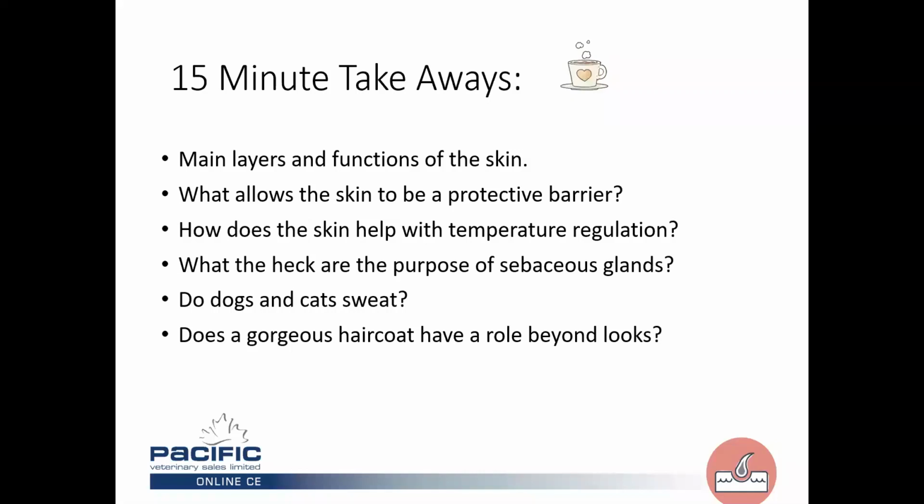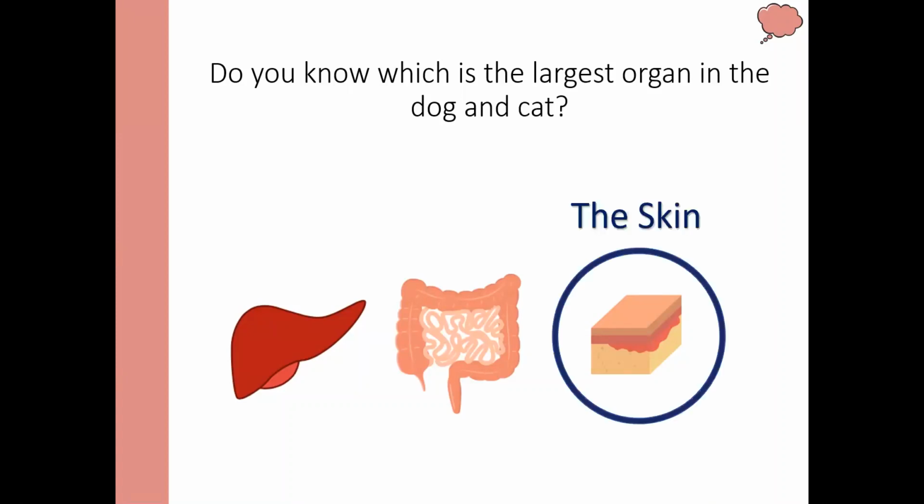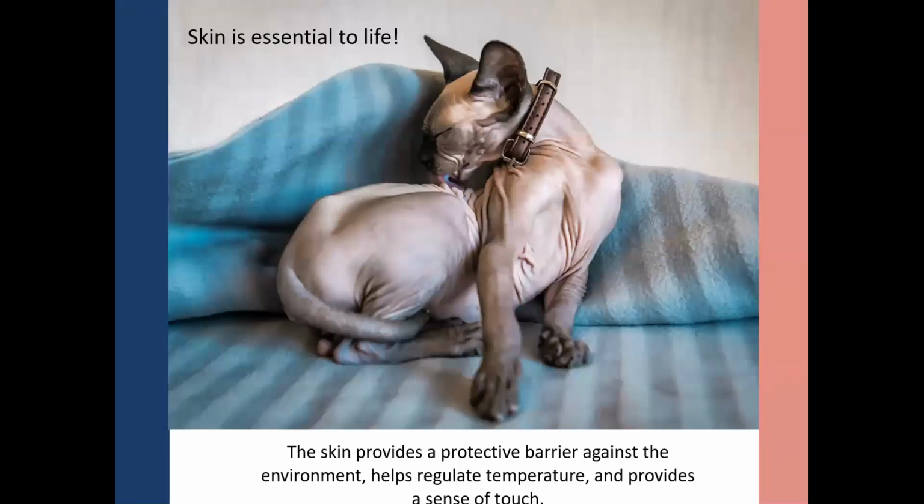We'll talk about whether or not dogs and cats sweat and whether a gorgeous hair coat has a role beyond looking great. Do you know what the largest organ is for a dog or cat? It's the skin. You might be surprised to learn that skin accounts for up to 25% of a dog or cat's weight.